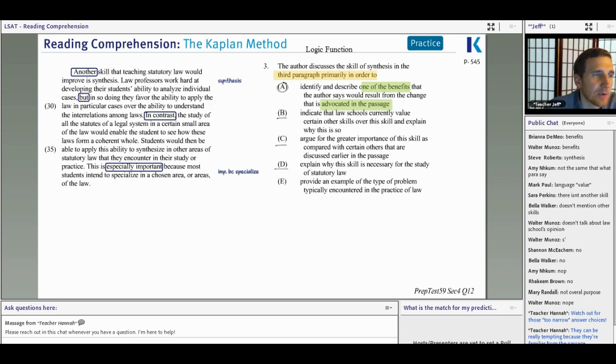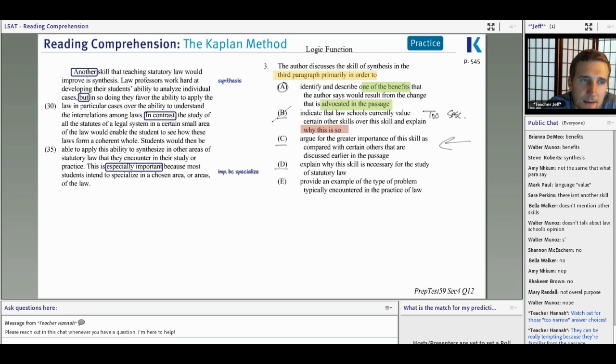So notice that this answer choice is really getting too specific. It also says it explains why this is so, and that doesn't really happen. So too specific. This is something that also happens in the main point questions, where an answer choice will bring up a detail that happened in the passage you read, but it's not the main point of the whole passage. All right, answer choice C.